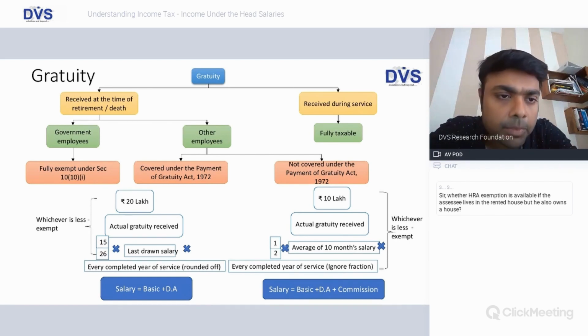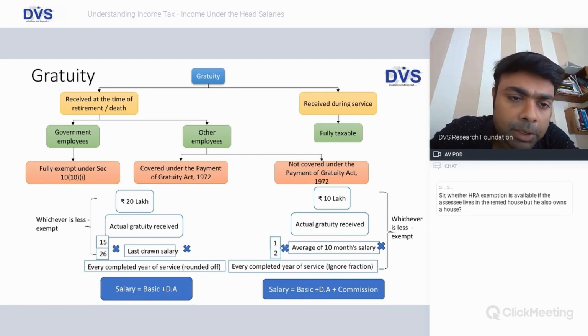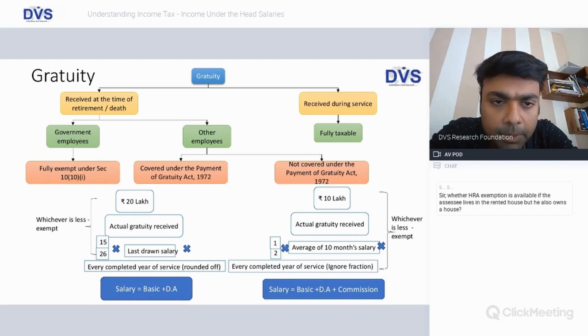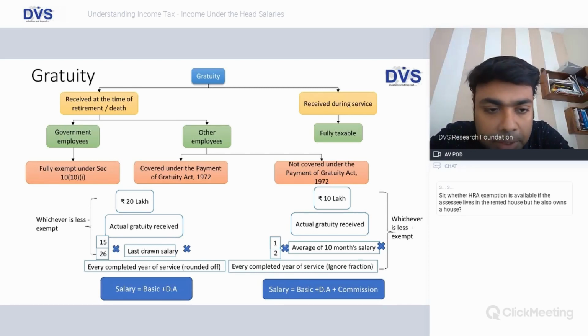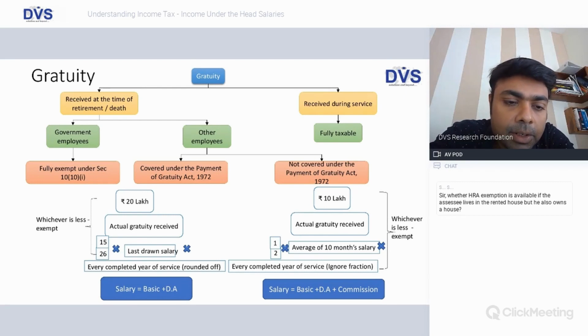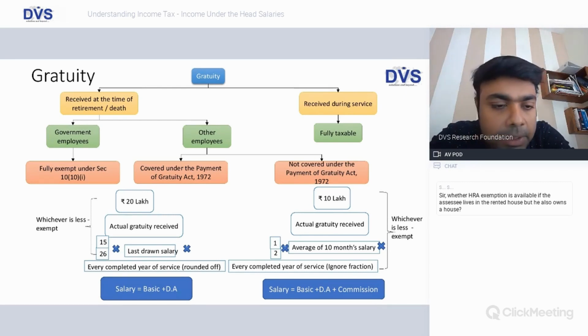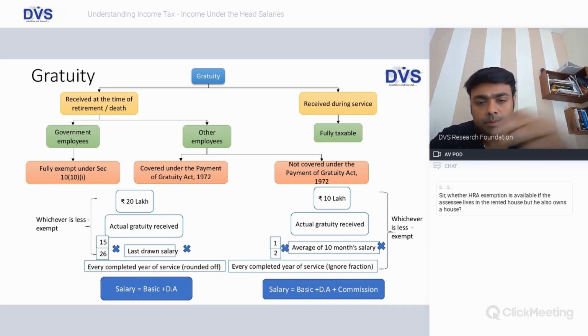Similarly, gratuity. Gratuity at the time of death or retirement for a government employee is fully exempt. For other than government employee, if he is covered by the Payment of Gratuity Act, in such cases there is a slab. 20 lakhs, actual gratuity received, or 15 days salary. When we say 15 days salary, it is 15 by 26. And salary here is your last drawn salary, and definition is basic plus DA. So 15 days salary for every completed year of service.